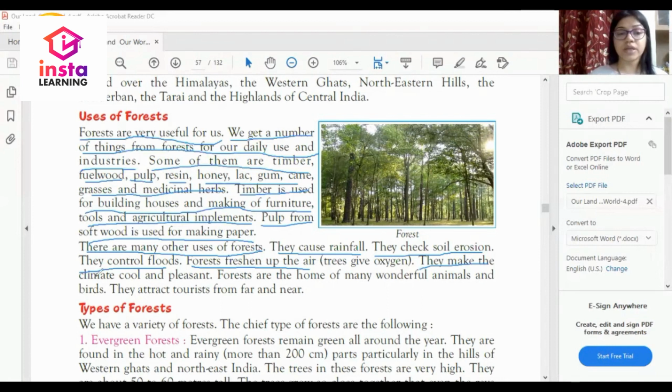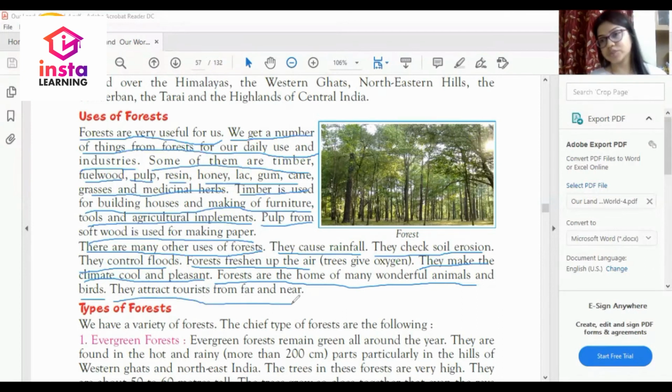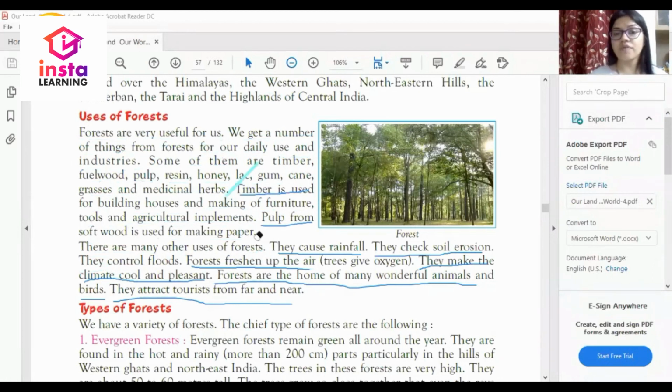They make the climate cool and pleasant. उनसे क्या होता है? Climate cool और pleasant होता है. Forests are the home of many wonderful animals and birds. Forest में क्या है? बहुत सारे अच्छे animals और चिड़ियाएं रहती हैं. They attract tourists from far and near. वो पास से और दूर से टूरिस्ट को अट्रैक्ट भी करते हैं. So this is all about the uses of forest.